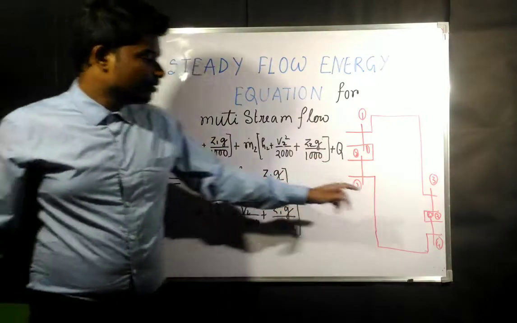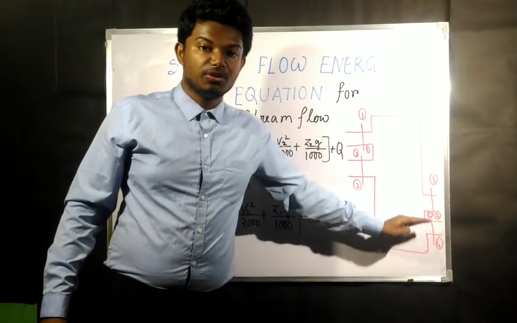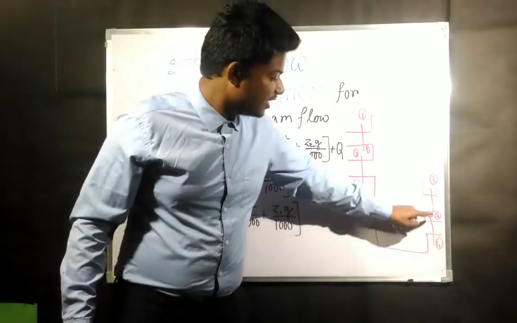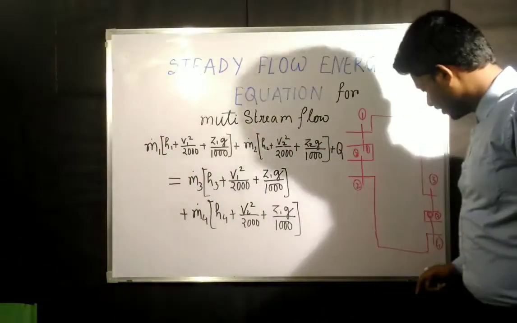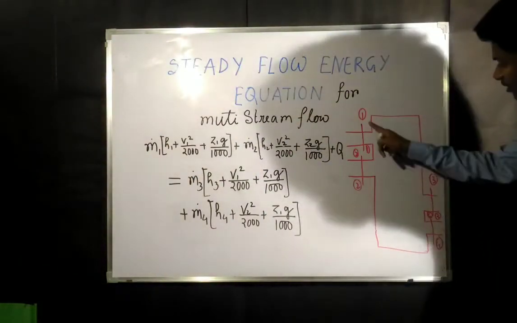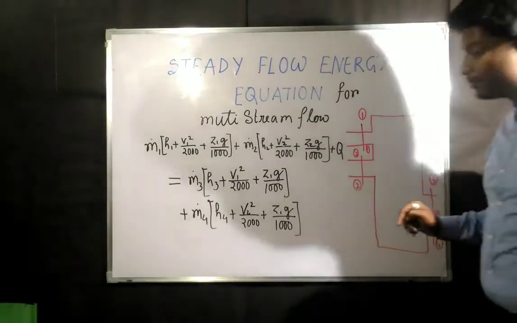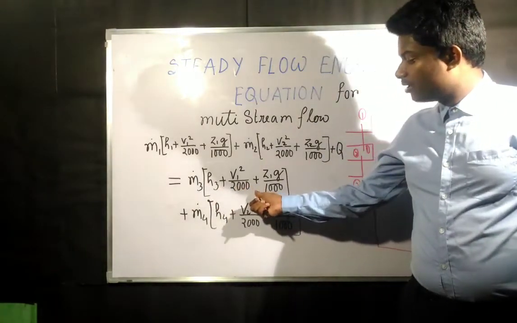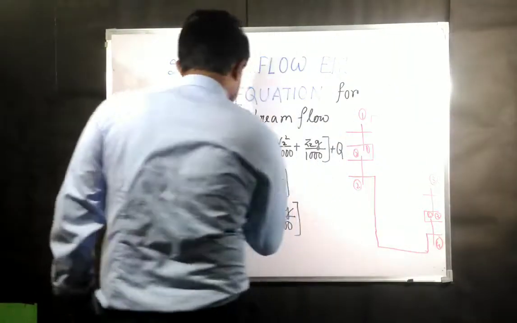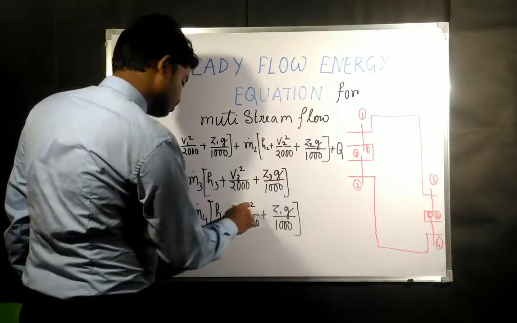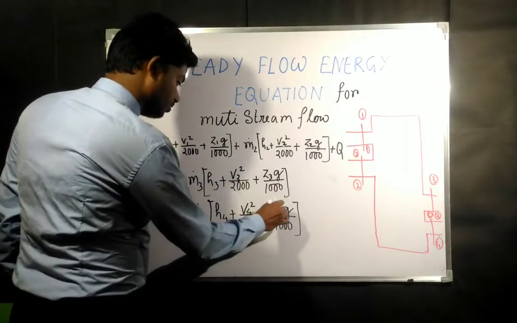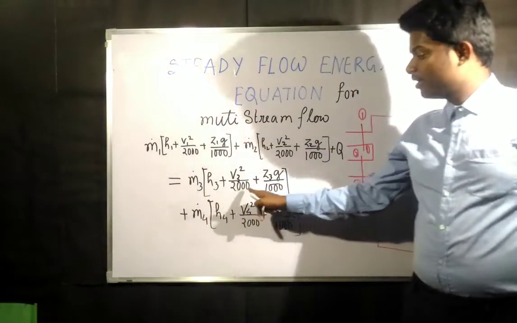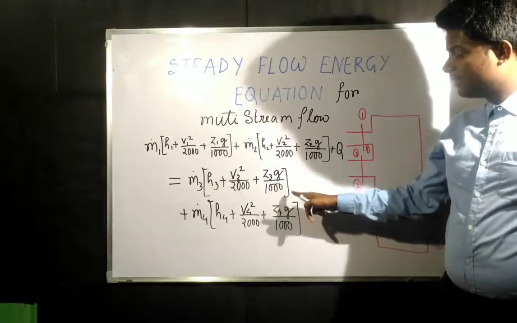On the right hand side, we are considering all the exit positions, or the outlet cases. So the outlet cases are section 3 and section 4. This is section 1, section 2, and this is section 3 and section 4. So in the outlet case, this will be m3 dot into h3 plus v3 square by 2000 plus z3 g by 1000.